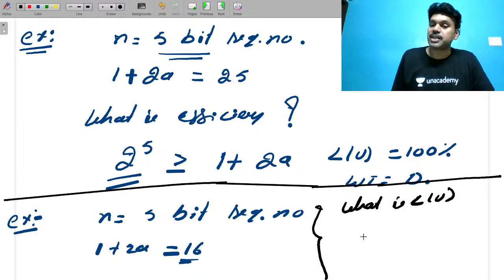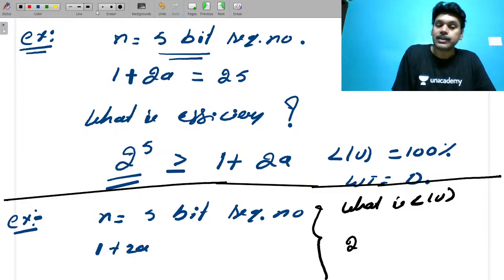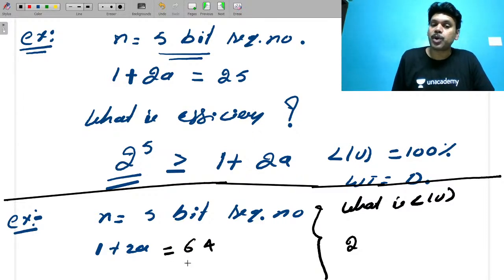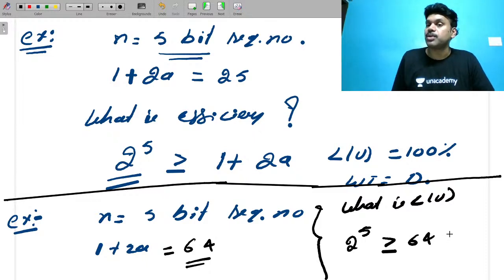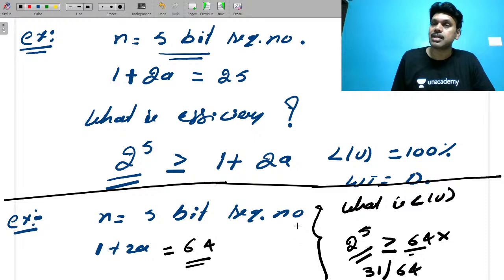Now your L of u is nothing but not 100%. It will be less than 100% only. Why? Because your 2 power 5, what is this? I want to say 64. So your 2 power 5 is not greater than or equal to your 64. So how many can you send? You can send only this much. You cannot always send this much. Therefore 2 power 5 minus 1, which is nothing but 31 only, you can send out of 64 units of time. This is your efficiency.